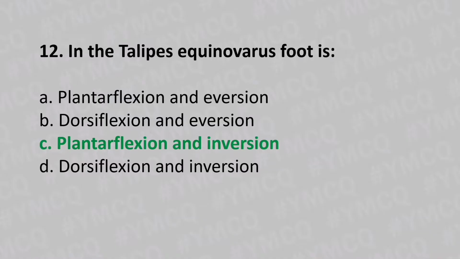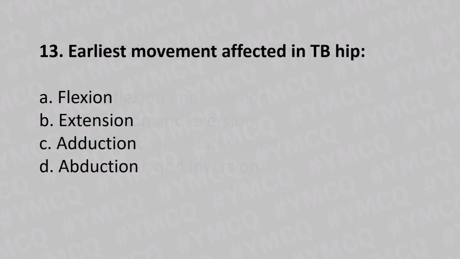Moving to our 13th question. Earliest movement affected in the TB hip. Option A, flexion. Option B, extension. Option C, adduction. Option D, abduction. And the answer is option A, flexion.